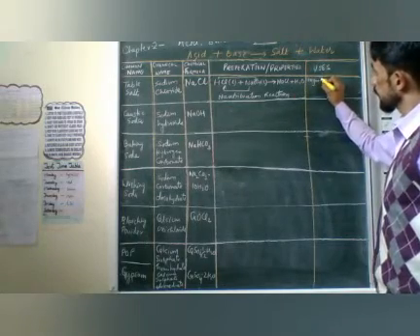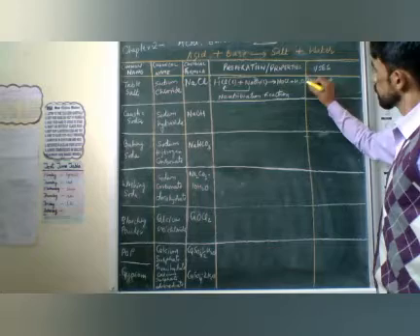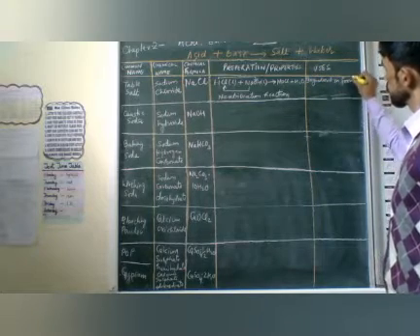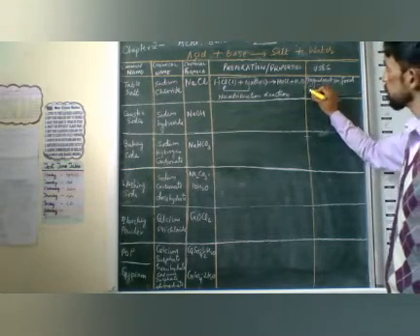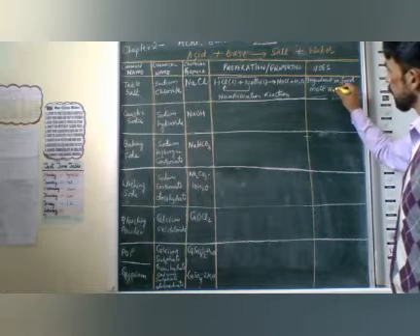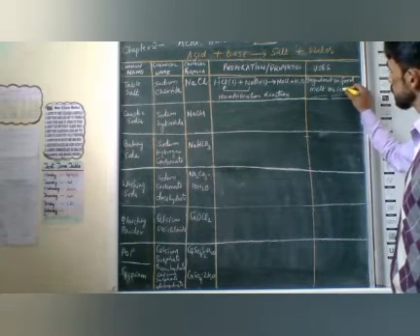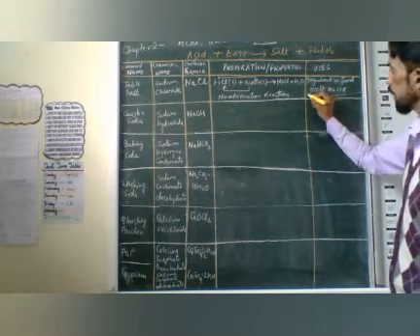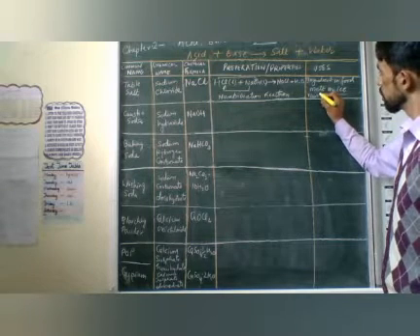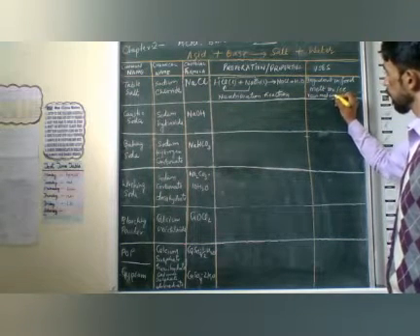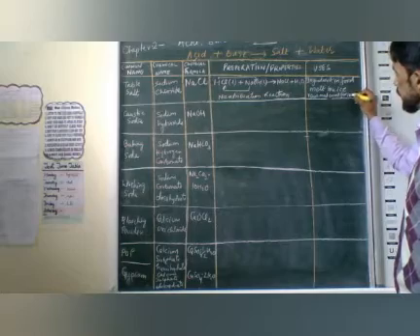If we talk about the uses, it is an important ingredient in our food. It is used to melt the ice. It is used as a raw material for many salts.